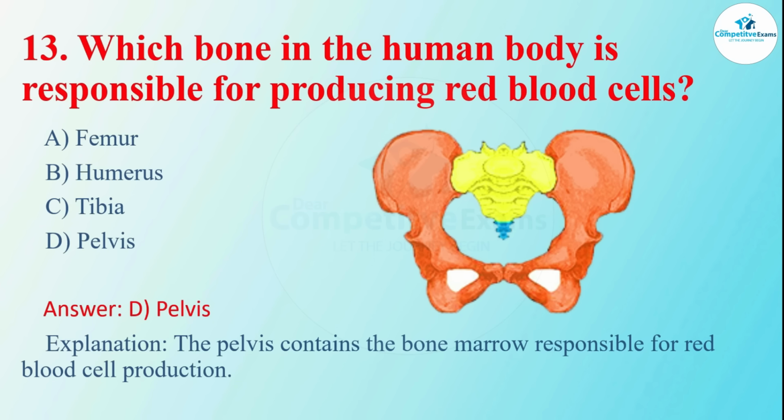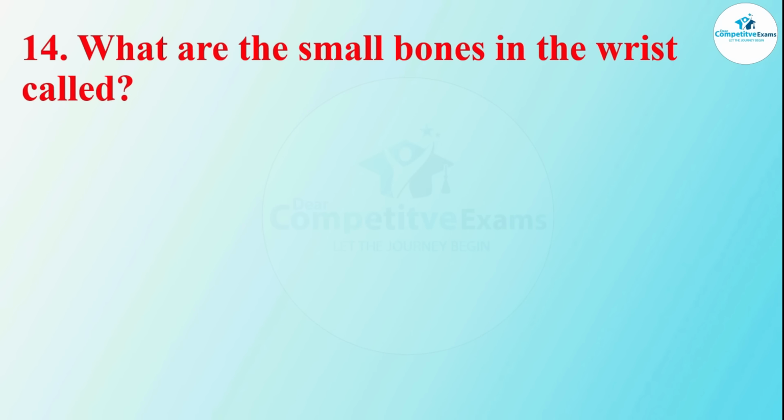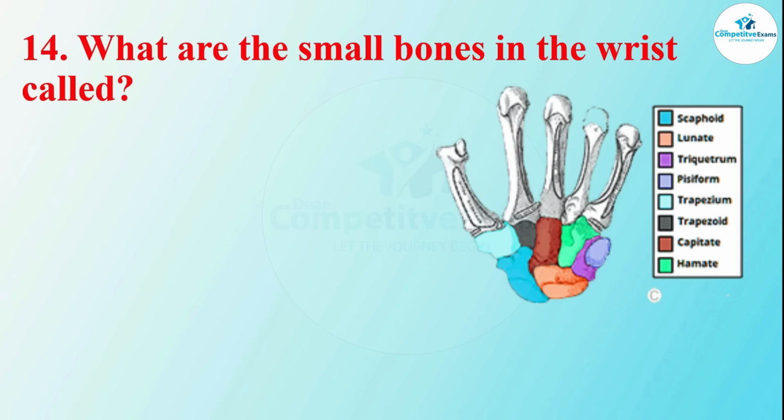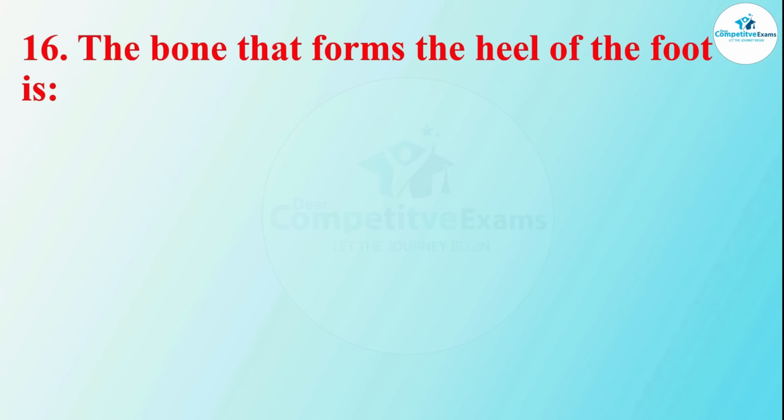Right. Let's move on to question number 14. What are the small bones in the wrist called? So what do you call those bones which are present in our wrist? Your options are carpals, metacarpals, phalanges, or tarsals. Your answer is carpals. Friends, the small bones in the wrist are known as carpals. Let's move on to the next question.